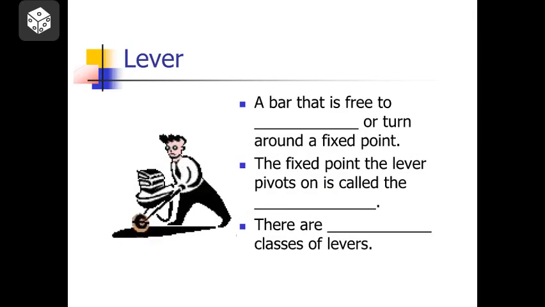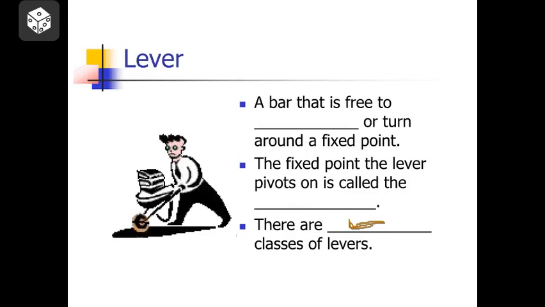First simple machine is a lever. A lever is a bar that's free to pivot or turn around a fixed point. That fixed point of the lever has a name, and that's the second one here. That fixed point is called the fulcrum point, F-U-L-C-R-U-M. There are many different examples of levers. The third blank, though, there are actually three classes of levers.